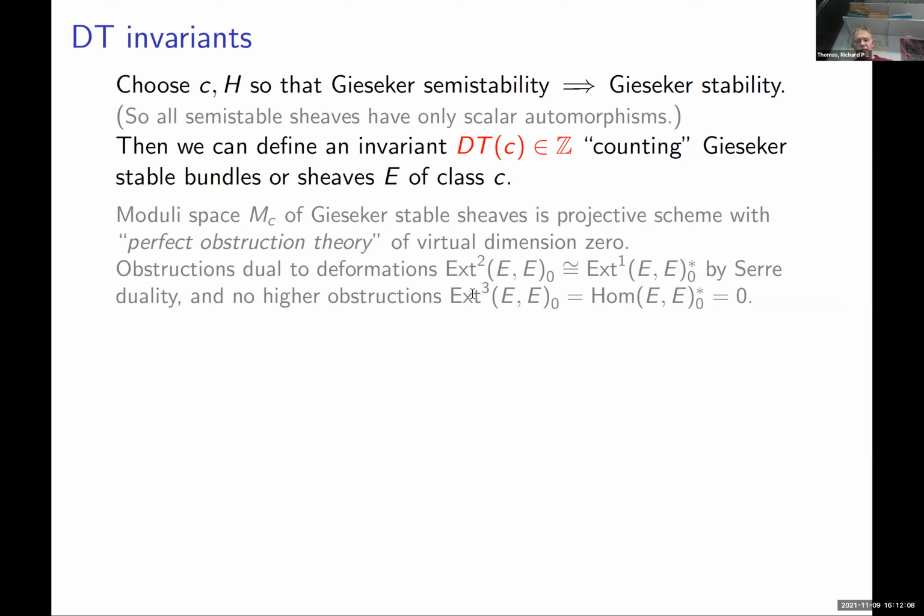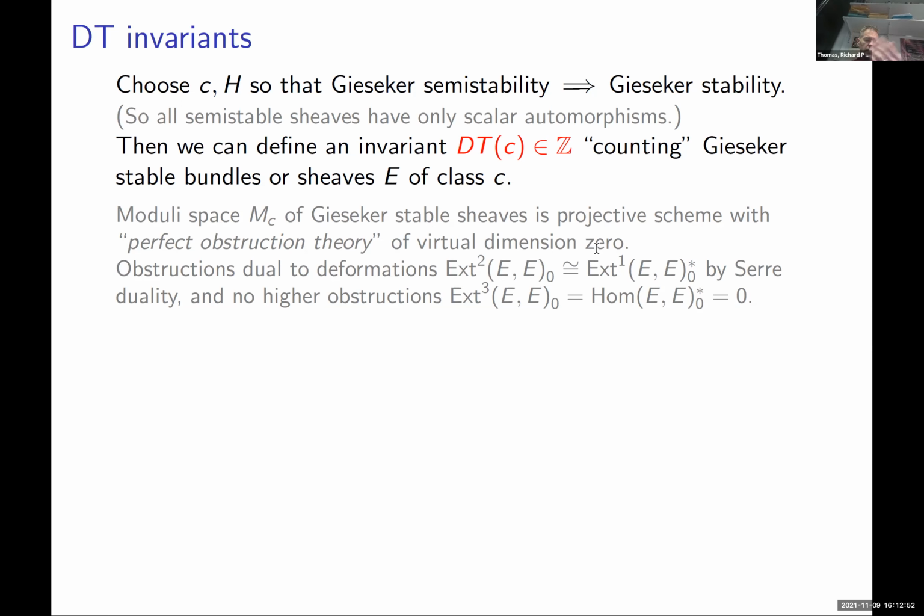And by the same Serre duality argument, there's no higher obstructions. So Ext^3, for instance, is Serre dual to Hom, and there's no trace-free Homs because my sheaves are stable, and so they're simple. They have no automorphisms, only scalar automorphisms. And then there's no Ext^4s and so on. Okay, so because there's only Ext^1s and Ext^2s, that means we get a perfect obstruction theory after a lot of work. And because the deformations and obstructions have the same dimension, their difference is 0, and that's what this virtual dimension 0 is. So what that means is, morally speaking, the moduli space ought to be 0-dimensional.